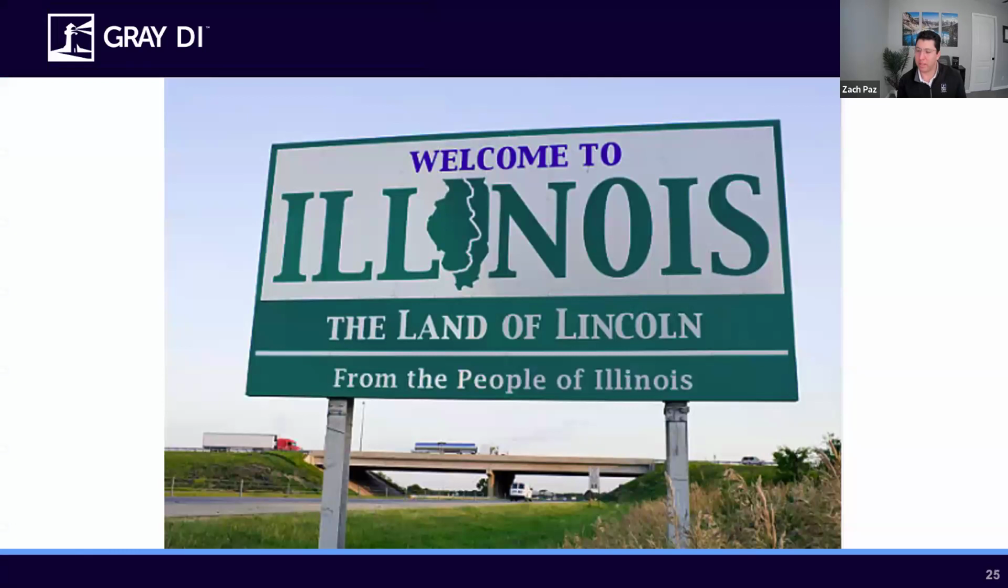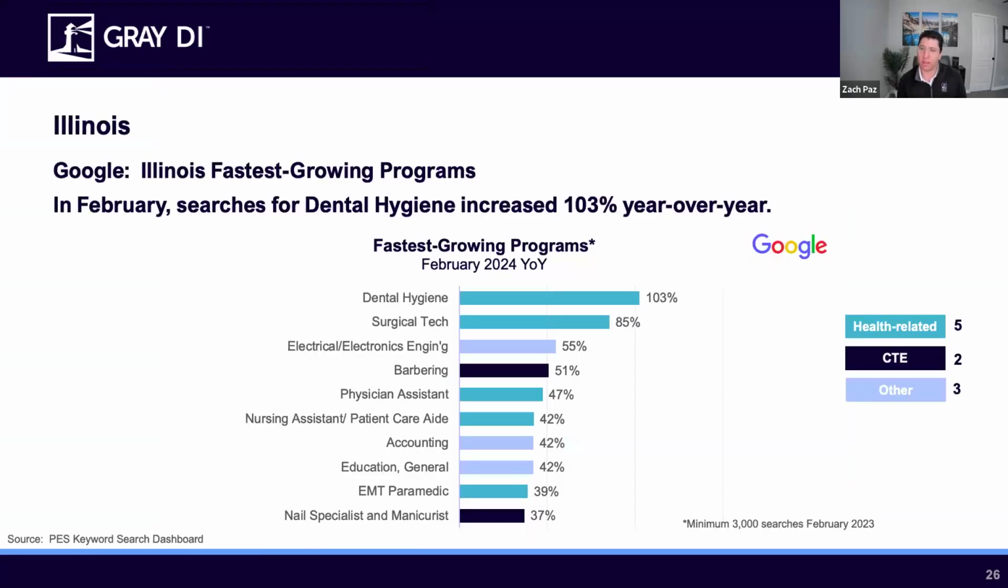So the first question is, what's going on in Illinois, the first state we're looking at? First, let's see how Google search is trending for Illinois. The top Google search change is actually dental hygiene. So students are searching for dental hygiene at a faster pace year over year than any other program.